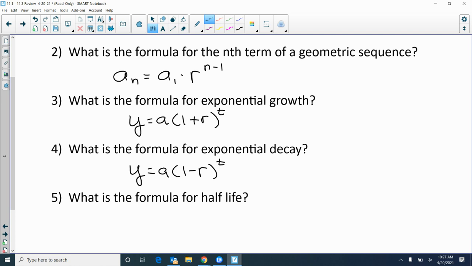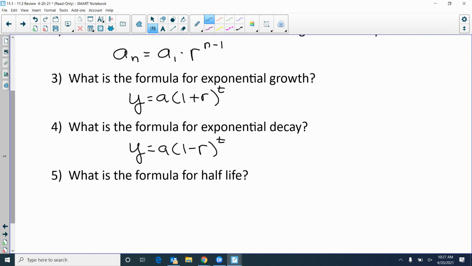And then half-life, a equals p times 0.5 to the t power, where t is the number of half-lives. So these are all going to be on the test. Yes, that's why we're going over them now, so you can learn them. But yeah, exponential growth, exponential decay.